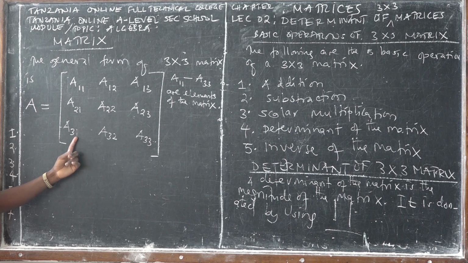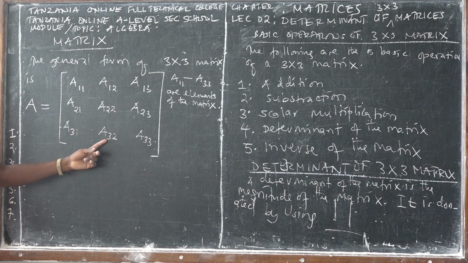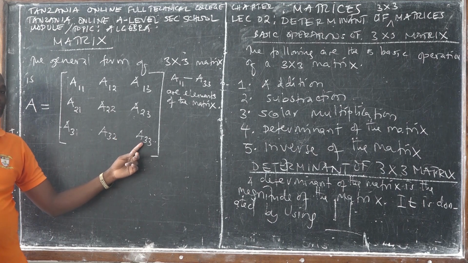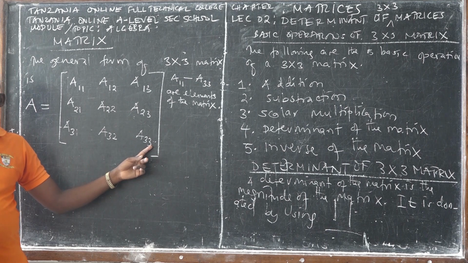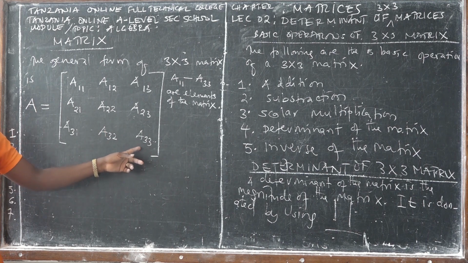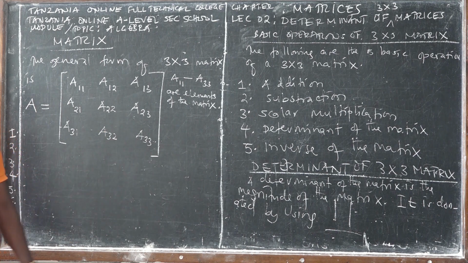And this one, first column. And this one, second column. This is the second column in the third row. Third row, this one, second column. This one, third row, third column. So this is the element in the third row and third what? Column. Are we together? Yes.